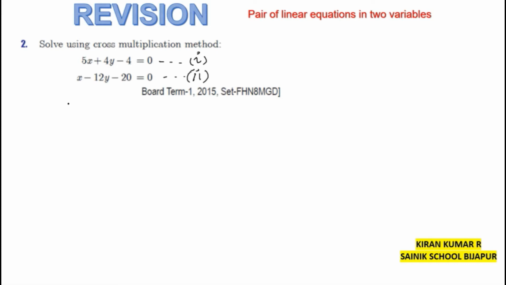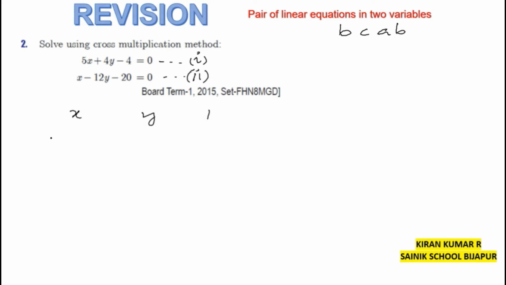The formula is x upon b2c1 minus b1c2 equal to y upon c1a2 minus c2a1 equal to 1 upon a1b2 minus a2b1. It is difficult to remember this formula. Usually what I do is I'll write x, y and 1. Then I'll follow this format BCAB.